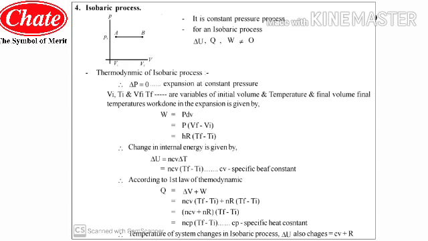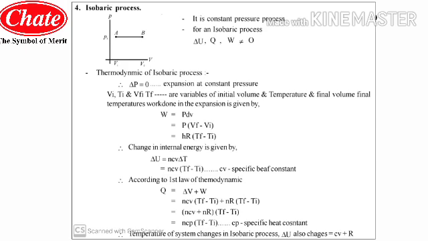Now according to the first law of thermodynamics, we know that ΔU = Q + W. Now Q will be ΔU plus W. So Q will be equal to nCv(Tf - Ti) + nR(Tf - Ti), as we have put in the values of ΔU and W. Now you can see here nCv plus nR we have taken in common, and Tf minus Ti is also in common. So nCp(Tf - Ti) will be the final equation for the isobaric process.